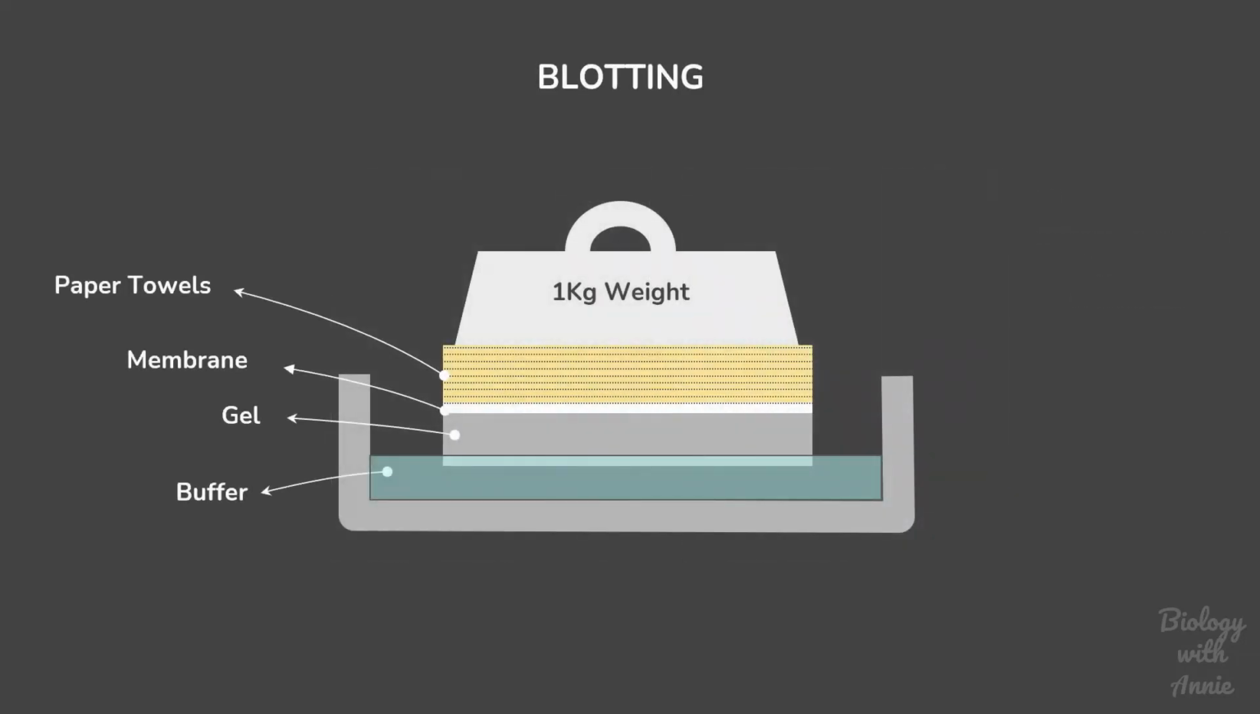As you can see, the gel is kept in a tray containing a buffer. On top of the gel is the membrane onto which the DNA will be transferred. Above the membrane is a stack of paper towels, and lastly a heavy object is placed on top. Keeping this weight will ensure that there is even contact between the gel and the membrane.